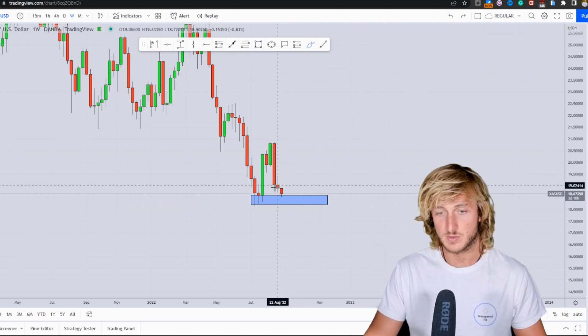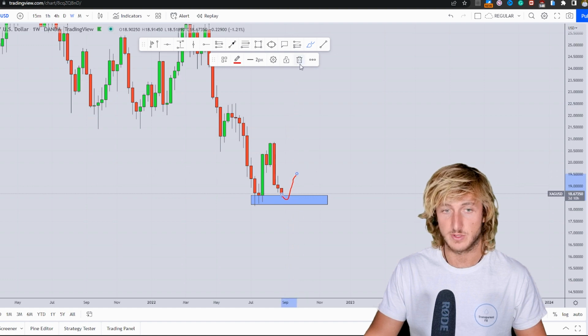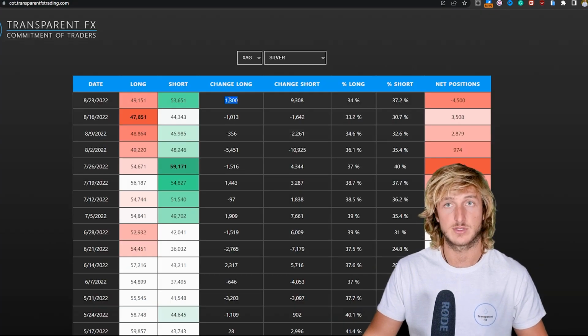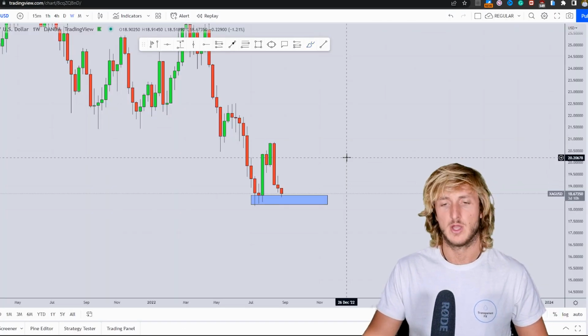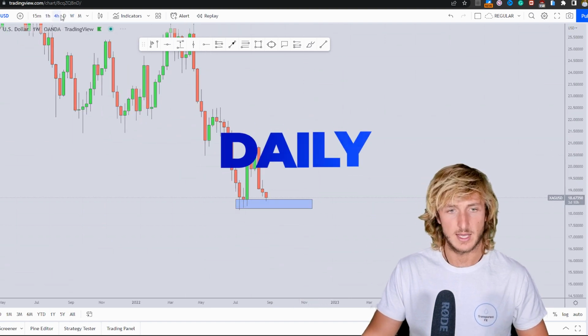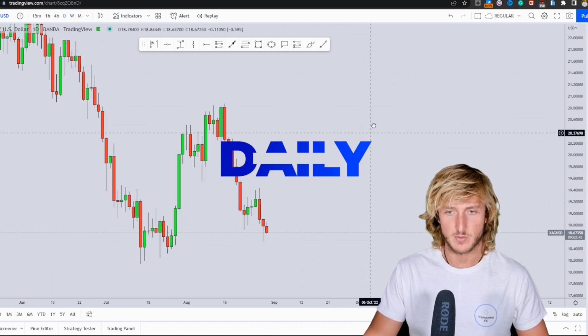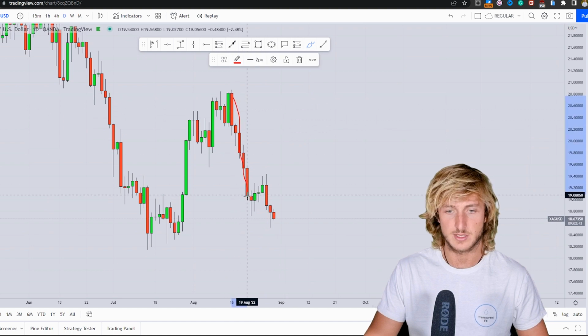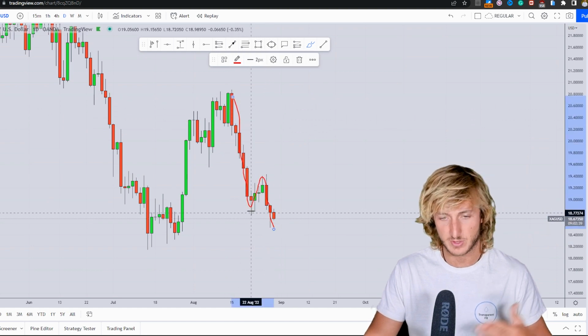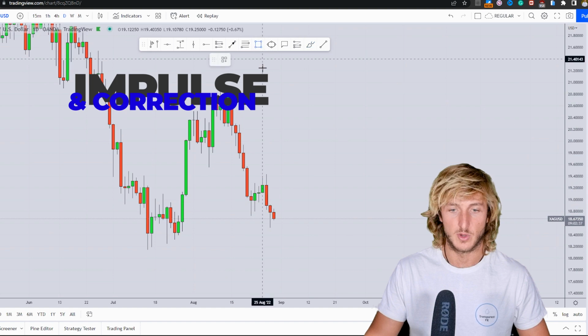So there is definitely the possibility for this rejection to the upside, considering that we were already seeing thousands of longs getting added. So if we go down on the daily, what do we see? Now on the daily time frame, we can see how the market just completed this impulse correction and impulse pattern to the downside, printing a new lower low.